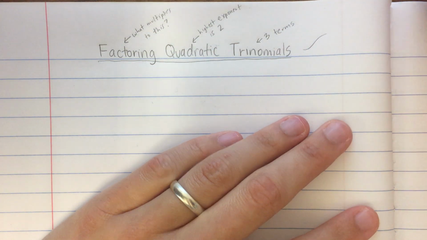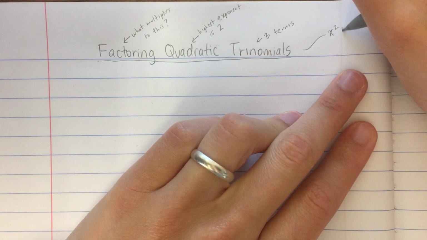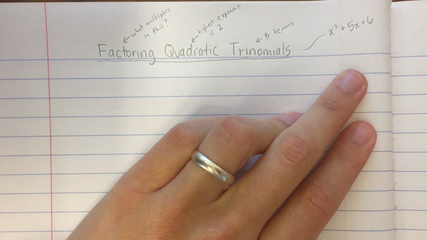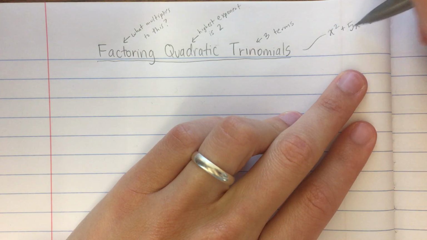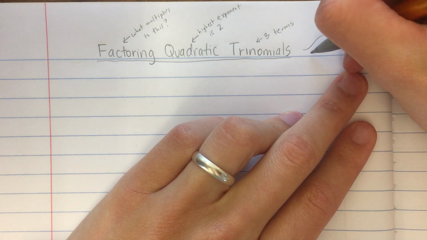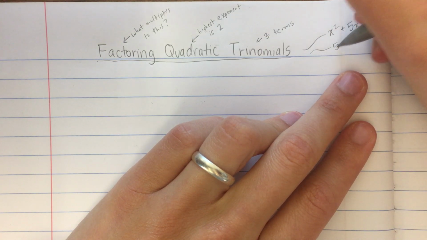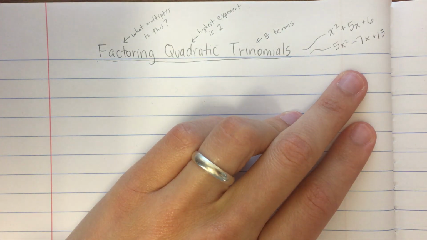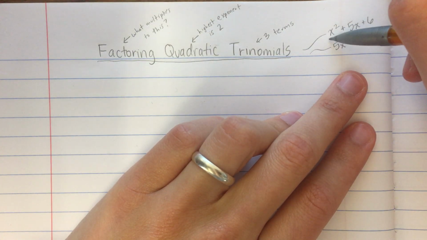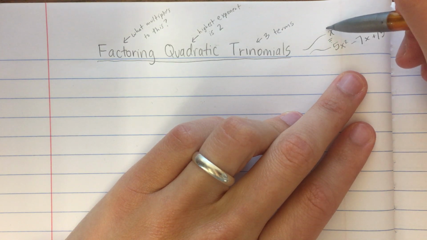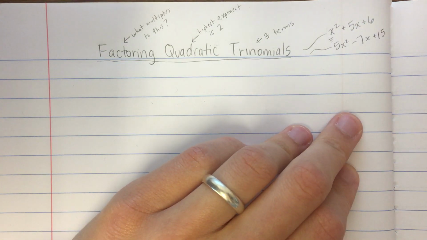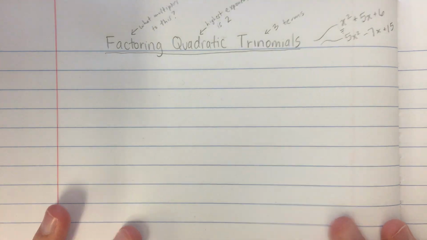So an example of a quadratic trinomial is x squared plus 5x plus 6. That's a quadratic trinomial. Okay, the highest exponent is 2. It's got 3 terms. Okay, another example is 5x squared minus 7x plus 15. Now in this lesson, we're actually only going to see quadratic trinomials where the coefficient of x squared is 1, because it actually gets way harder once we put a number in front. So that's next week.